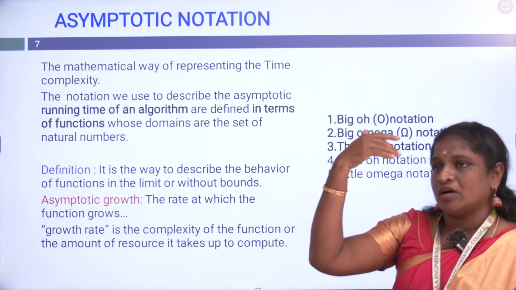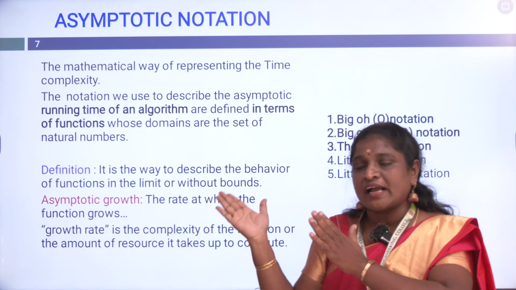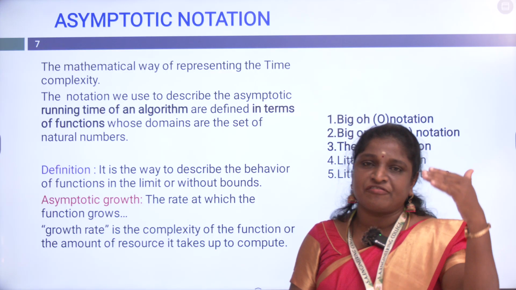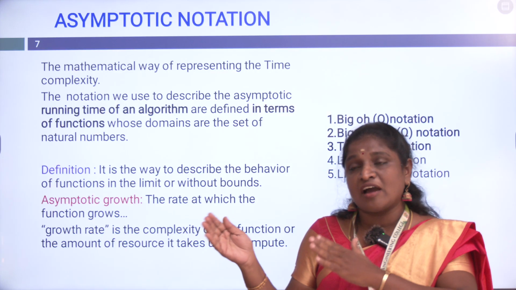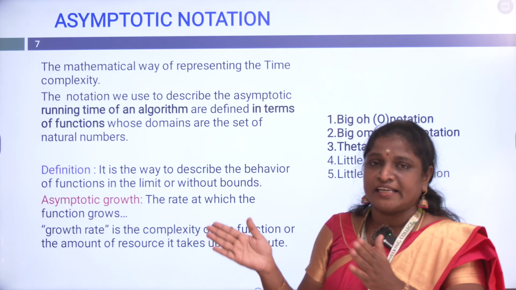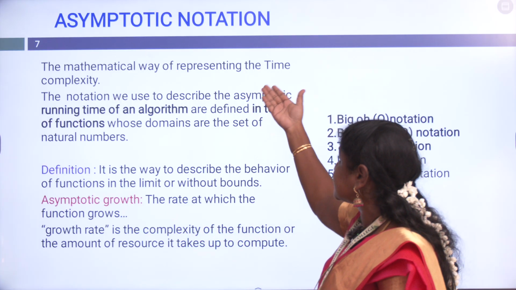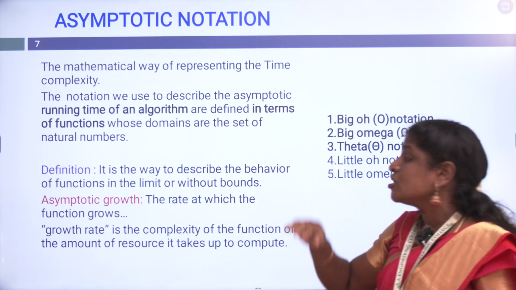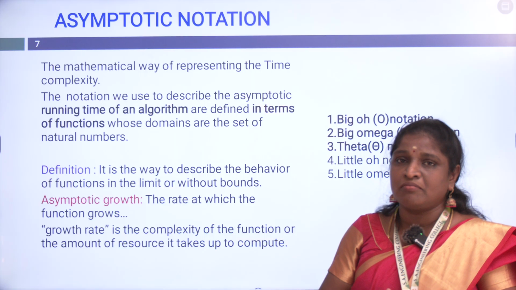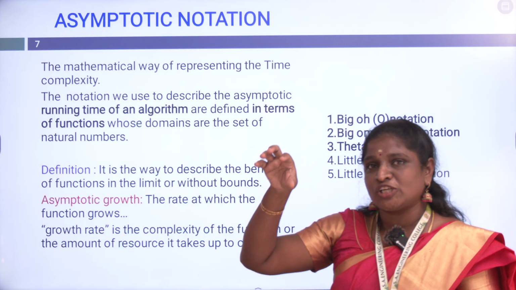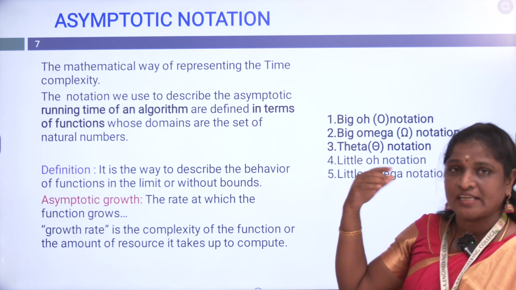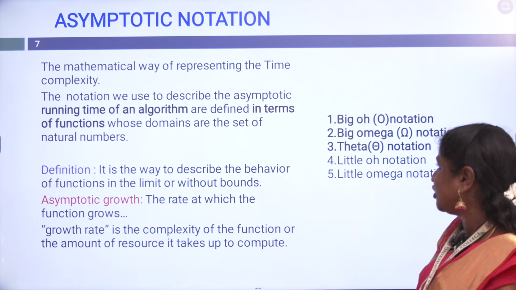Okay, so if you want to analyze the algorithm for best case, average case, and worst case, we are going to calculate that in a mathematical way. For that we need certain notations, and those notations come under asymptotic notation. So we calculate the running time of the algorithm and assign a notation to it. Asymptotic notation tells the growth of the particular algorithm.